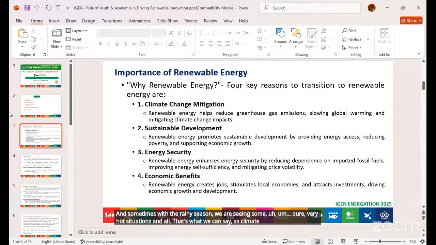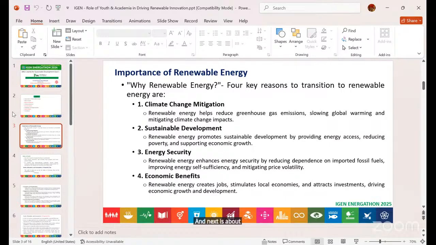Next is sustainable development. It promotes sustainable development by providing energy access, reducing poverty, and supporting economic growth. This is one SDG also. Next is energy security, by reducing dependence on imported fossil fuels, improving energy self-sufficiency, and mitigating price volatility. That means securing whatever energy resources we have. Lastly, the fourth one is economic benefits.